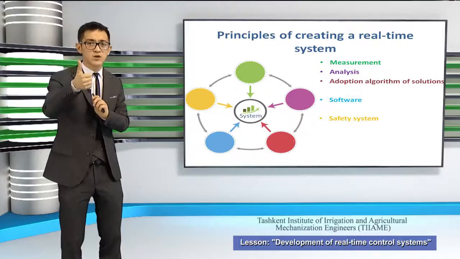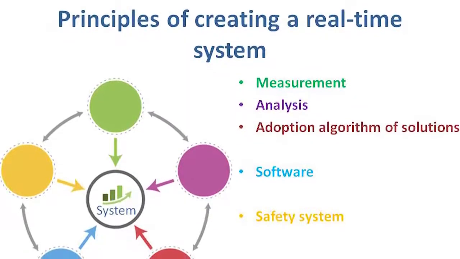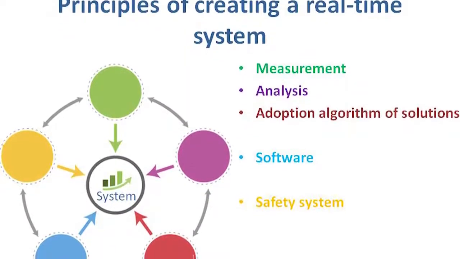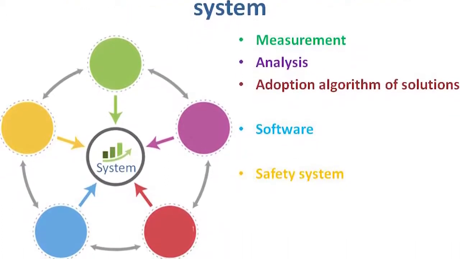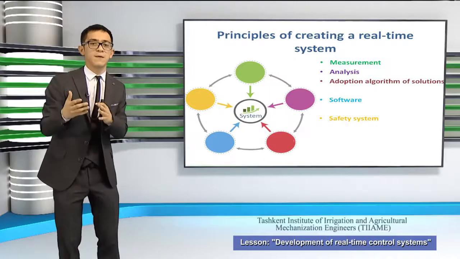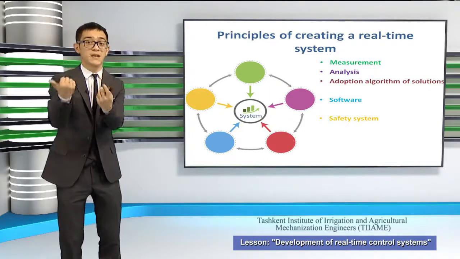First of all, measurement. To know what's happened, you need to see or hear. Let's imagine that your technology process is 1 billion kilometers far away, and you must know what's happened. So you need measurement, sensors.